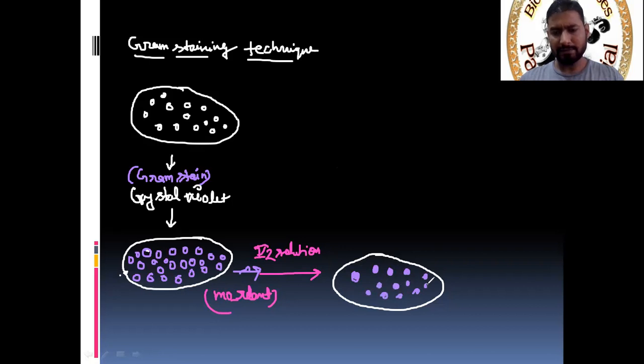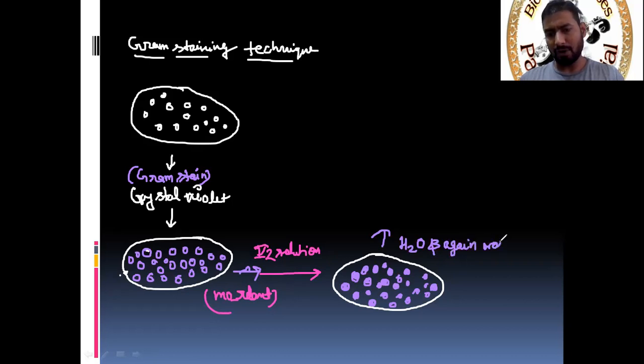Strong binding. The basic function of iodine is that it acts as a mordant, meaning it fixes the stain to the bacterial cell wall, whether Gram positive or negative, which we will discuss later. In the next step, he washed the bacteria with water, first once, then again and again.